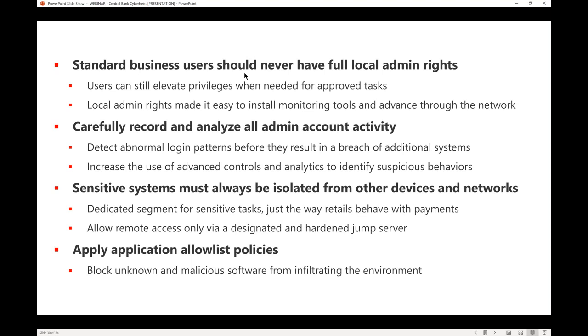And another valuable defense is to control which applications are allowed on endpoints, because this would let you prevent unknown and malicious software from infiltrating the environment. You could do this with things like Windows Defender Application Control, if you're running Server 2016 and later, or Windows 10. It ensures that only explicitly approved software and drivers can run. If Bangladesh Bank used it or something similar, it could have blocked the malware from spreading so easily throughout the network.